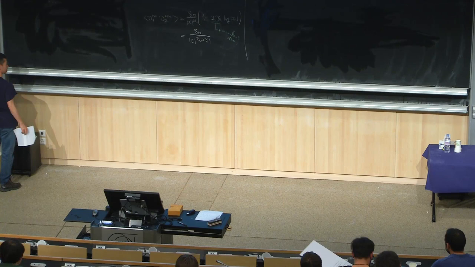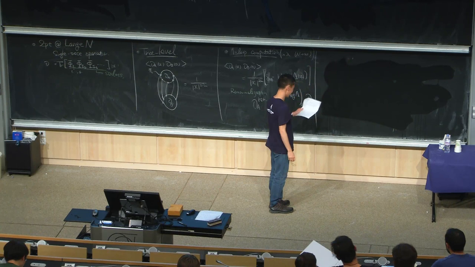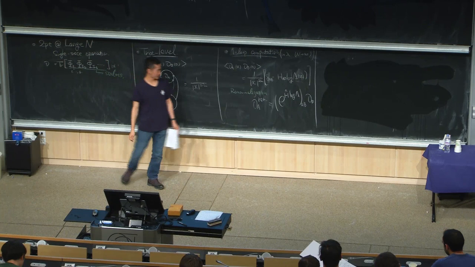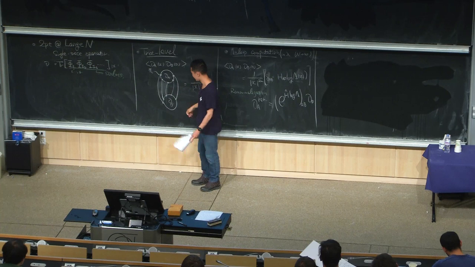OK, so now I'm going to use this part of the blackboard. So I was thinking about the simplest sector in which the operator is made up of just scalars. And if you go to one loop, then essentially what you need to do is to dress this diagram by various interaction vertices. And there are basically three kinds of diagrams.